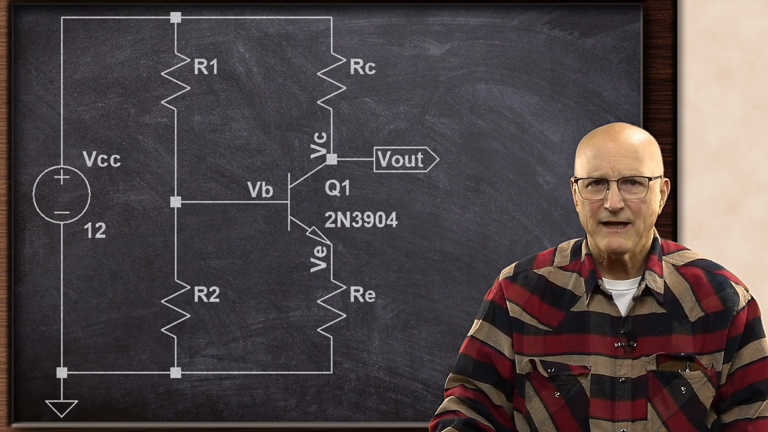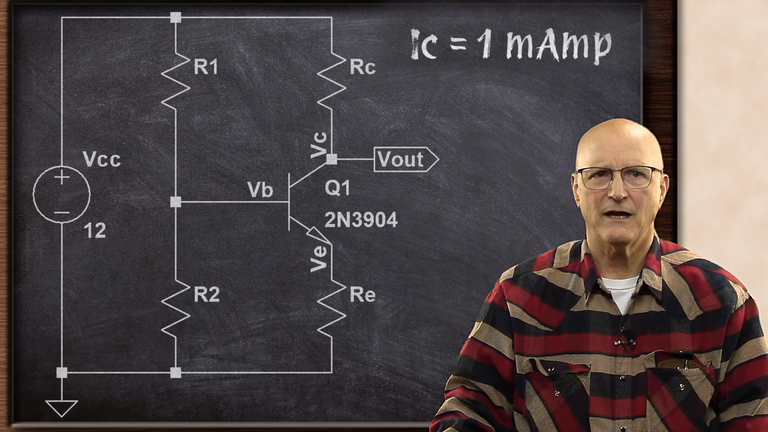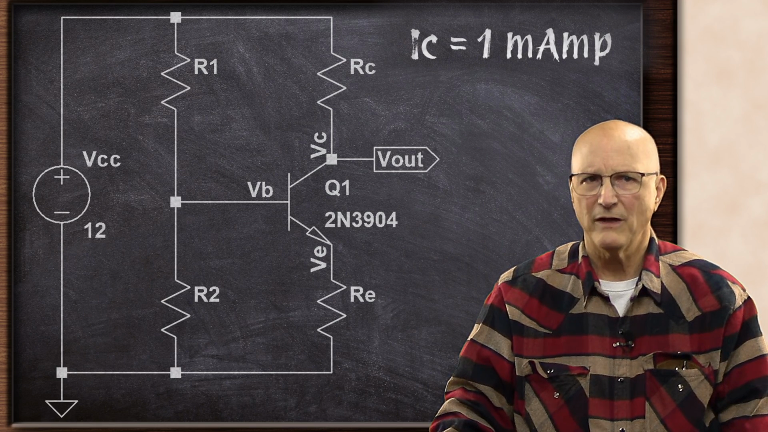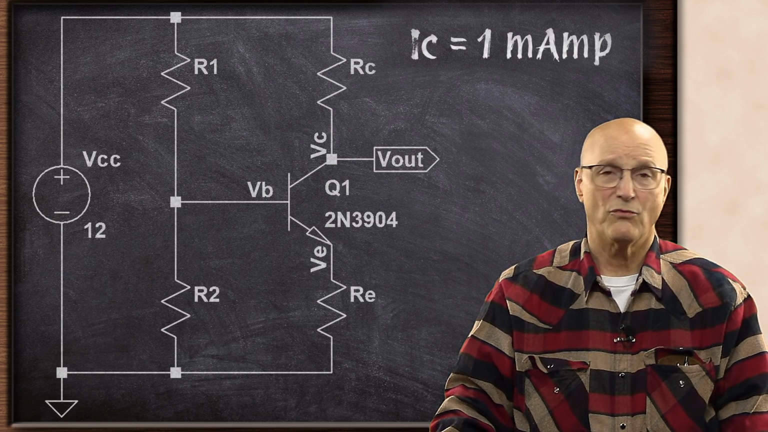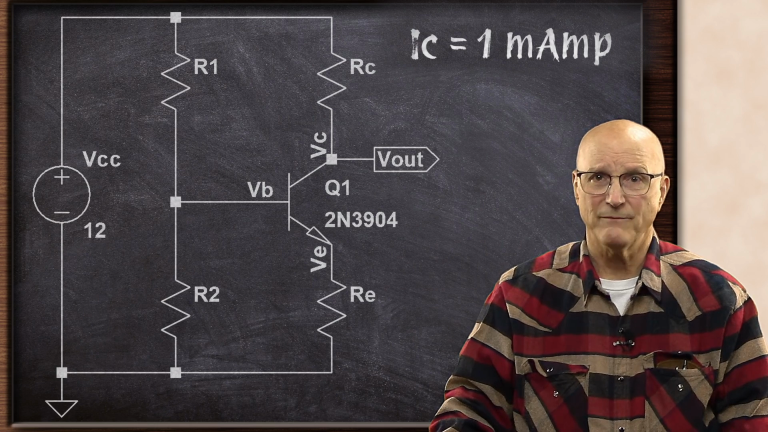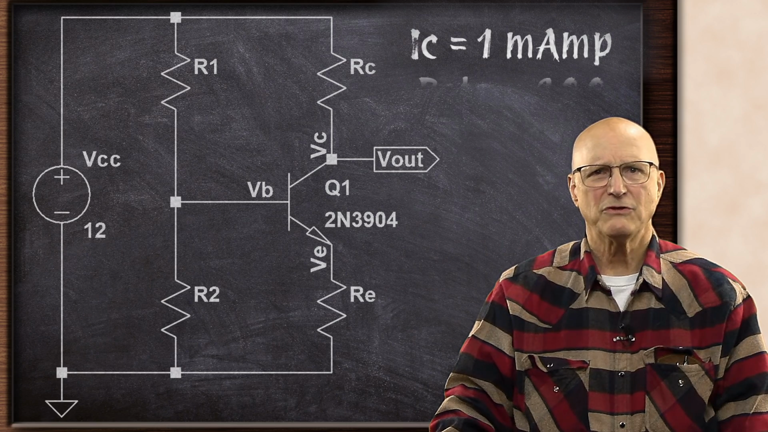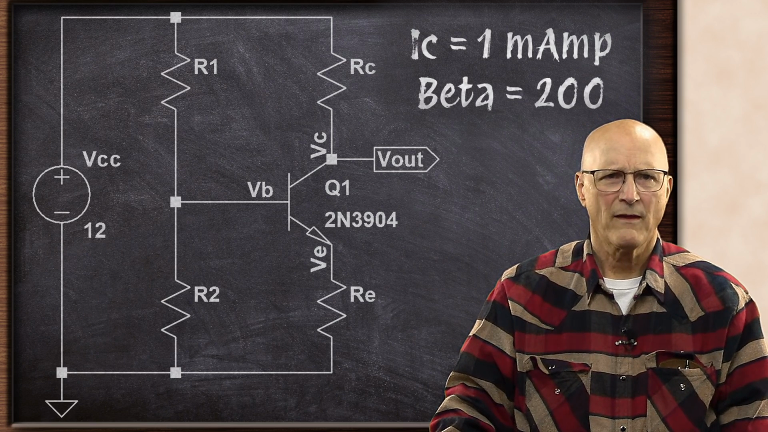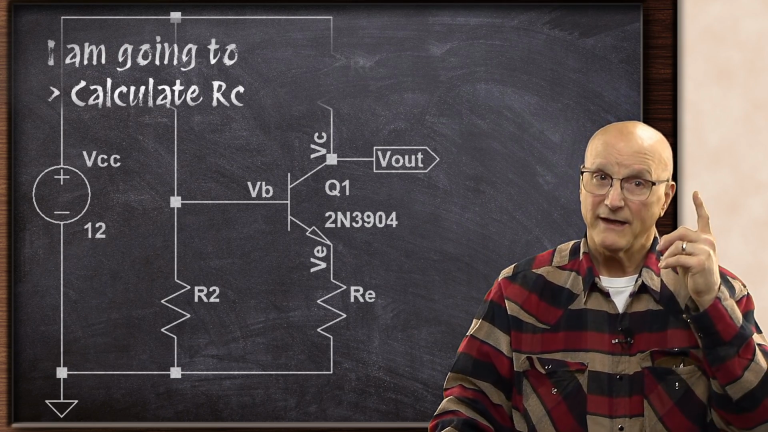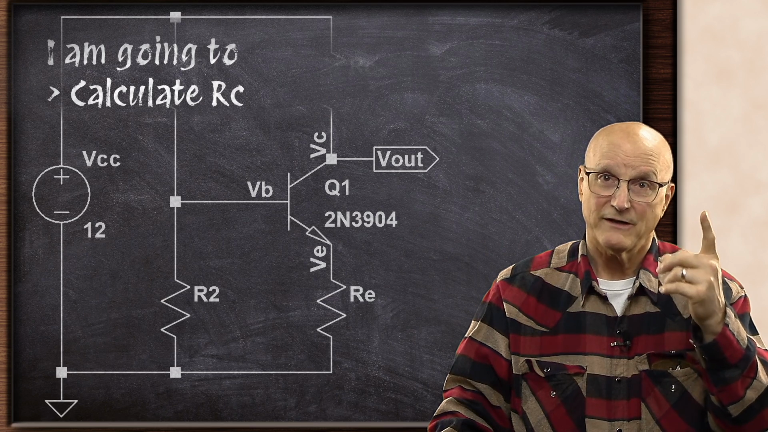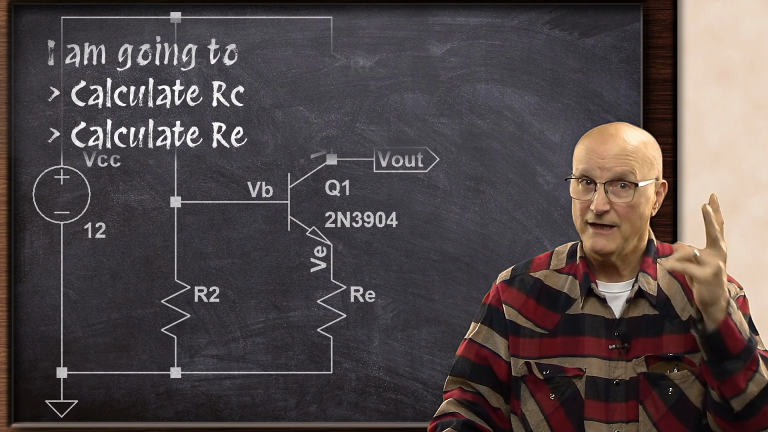For the sake of this analysis and design, I'm going to assume a quiescent DC operating collector current of 1 milliamp. I will be using a 2N3904 transistor randomly chosen from my collection. We will need the DC current gain of the transistor. Now I'm going to choose a beta of 200. So what is the object of what we're going to be doing? Well, I'm going to calculate the value of the collector resistor RC. I'm going to calculate the value of the emitter resistor RE.